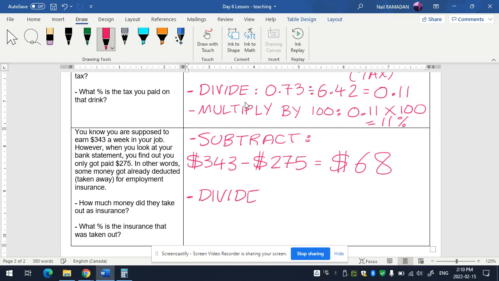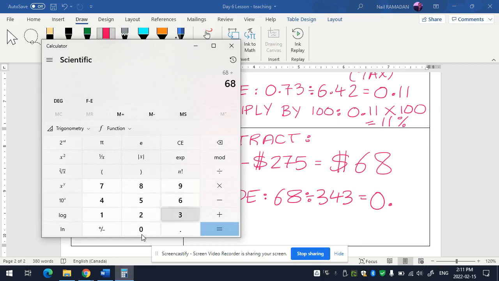I divide. So let's divide 68 divided by what? 343. By the way, remember, if you're doing a test and you're stuck at this step because you're not sure if you divide 68 by 343 or 275, I can't tell you. You should have it in your notes very explicitly stating that you always divide by the first number you see in the problem. So let's see how much that is. Point what? Anyone? 0.19? Okay. So this one, we'll round this up to 0.20.